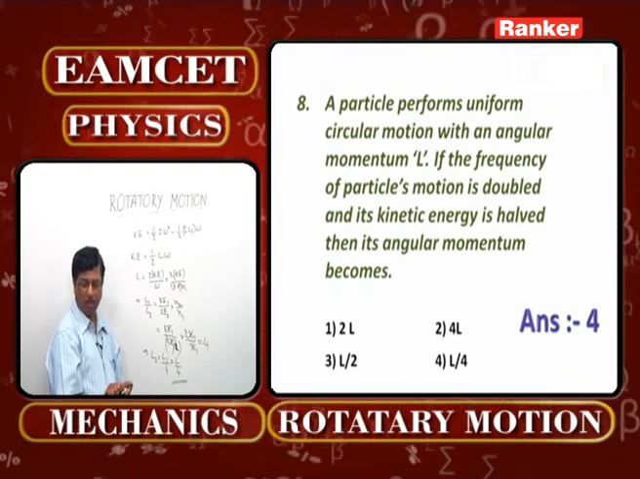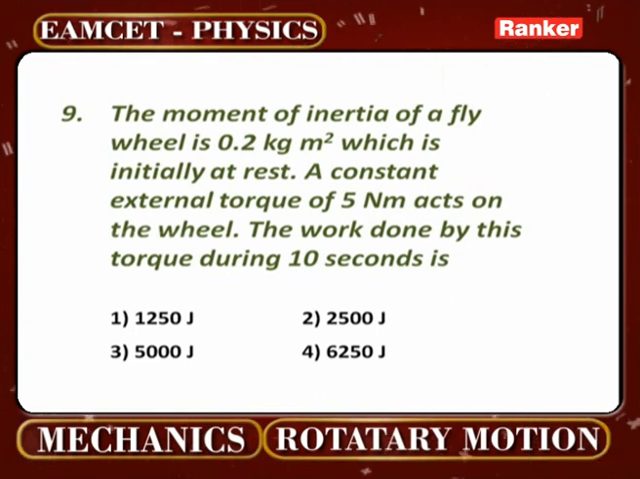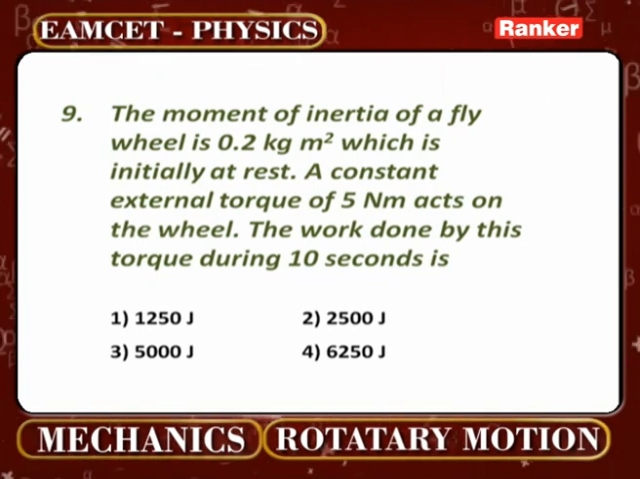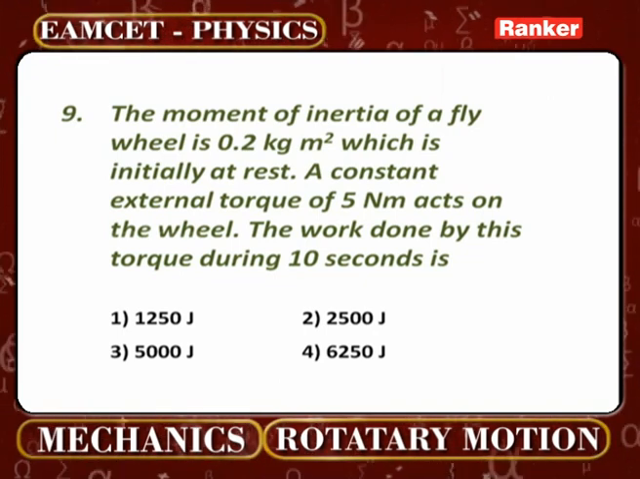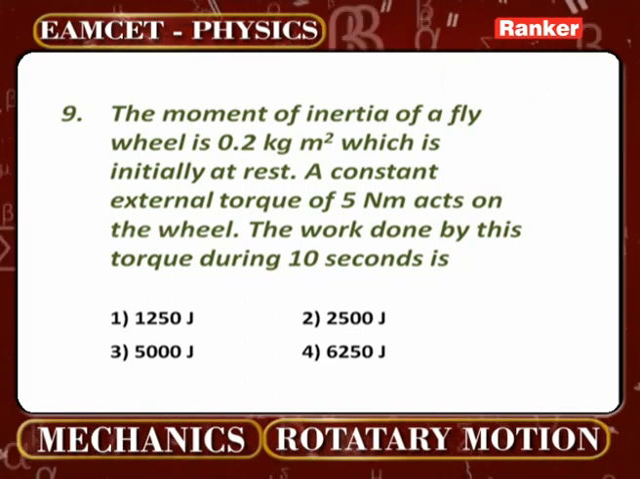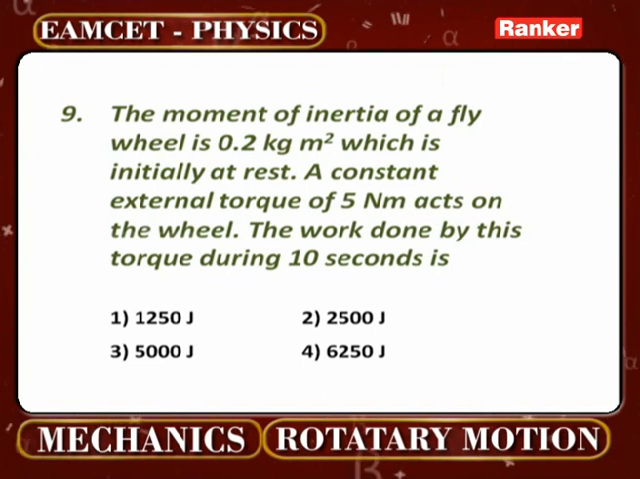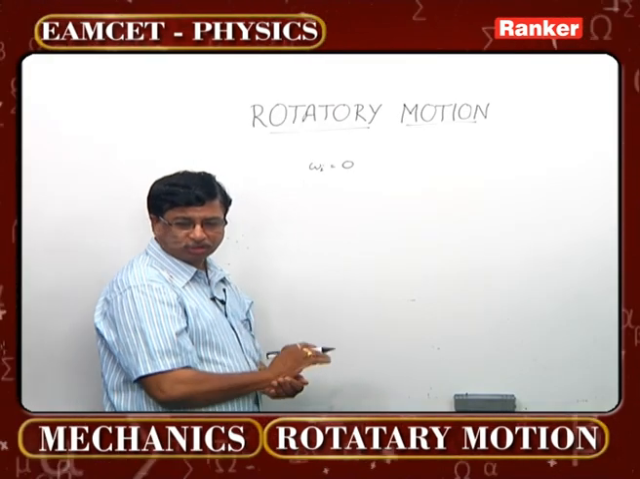Now let us take the next number, problem number 8. Moment of inertia of a flywheel is 0.2 kg meter square, which is initially at rest. A constant external torque of 5 Newton meter acts on the wheel. The work done by this torque during 10 seconds is how much? The wording says initially it is at rest. That means initial angular velocity of the body is 0.